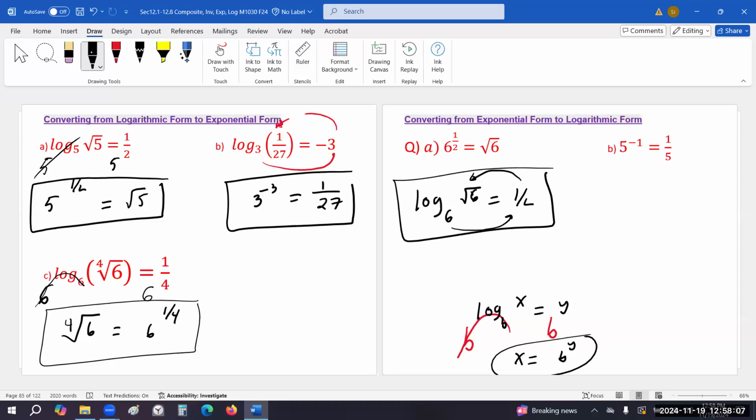Okay, who'd like to try the next one? B, the reverse direction. So 5, parentheses 1 over 5. Wonderful. You can always check by going in the reverse direction. 5 to the negative 1 gives us 1/5, which is correct.